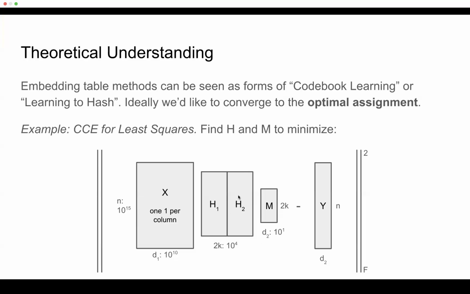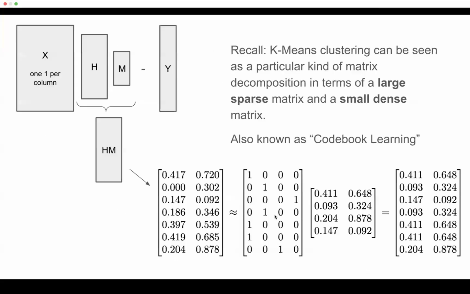If we weren't using this representation model, this would just be the coefficients, and we're trying to find this matrix that minimizes the distance to these labels out here. But again, this embedding table would be very large. So we're going to try and find it as a decomposition in terms of a sparse matrix H and a small codebook M.